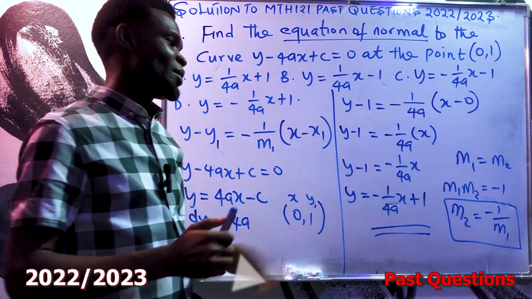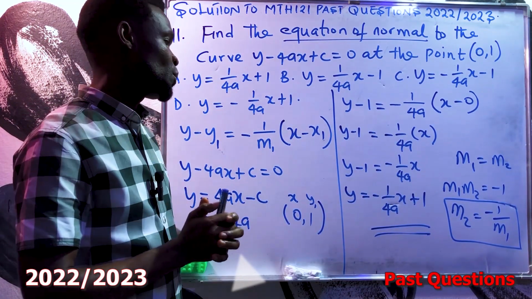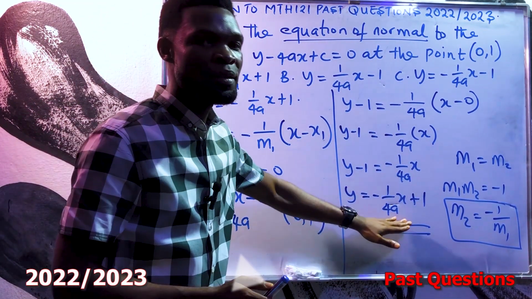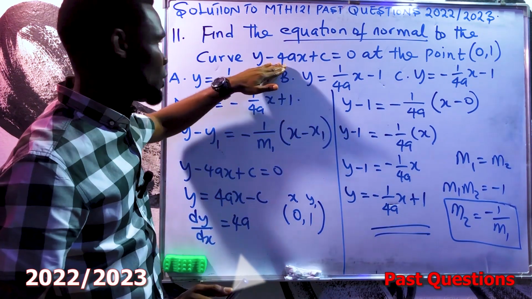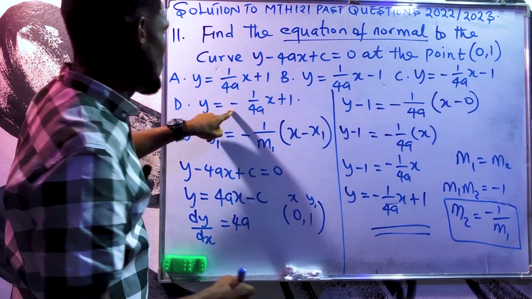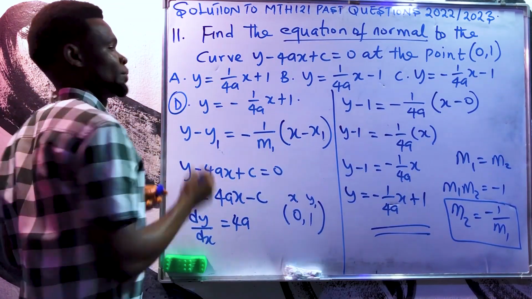Anyways, that's a long teaching. But what is most important is that this is the equation of the normal to the curve in the question. Good, that's option D.